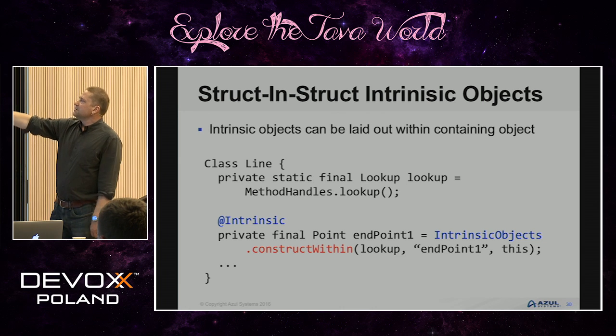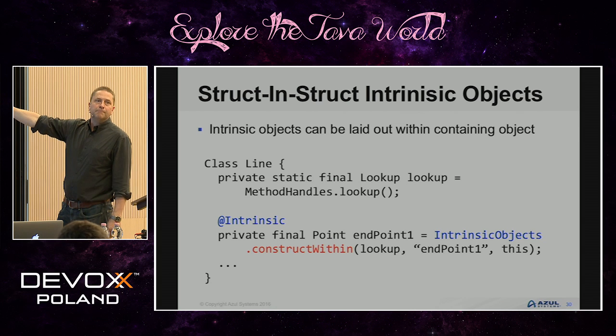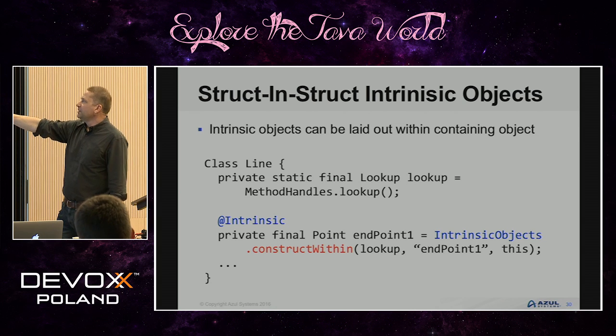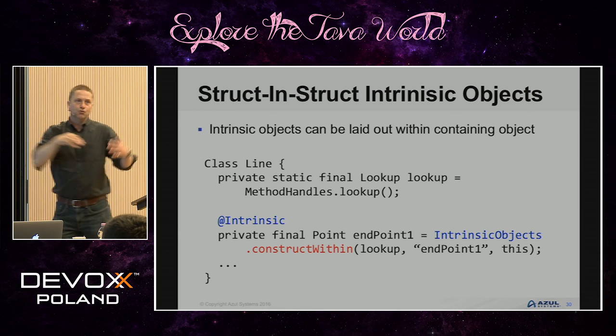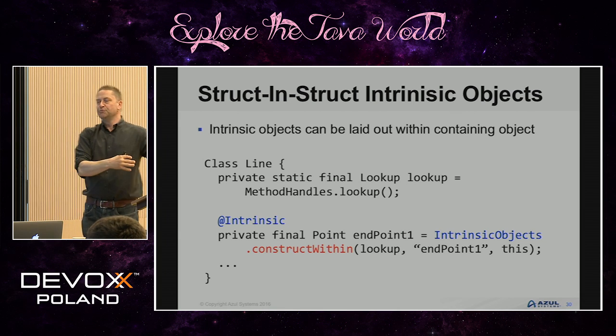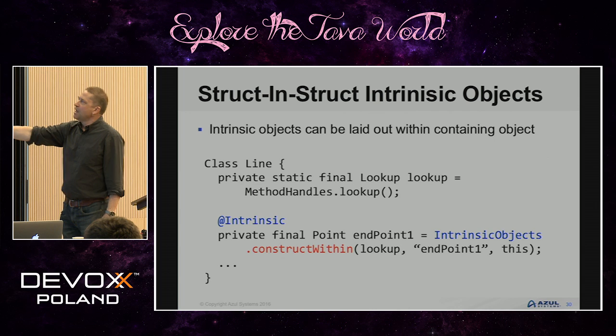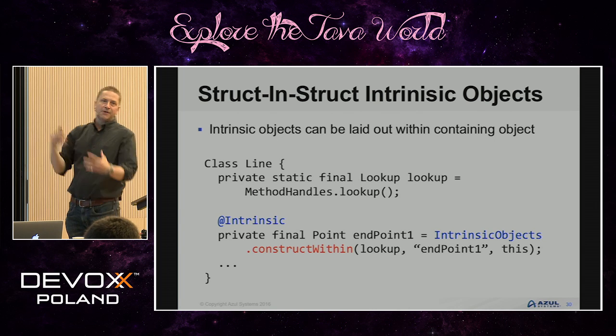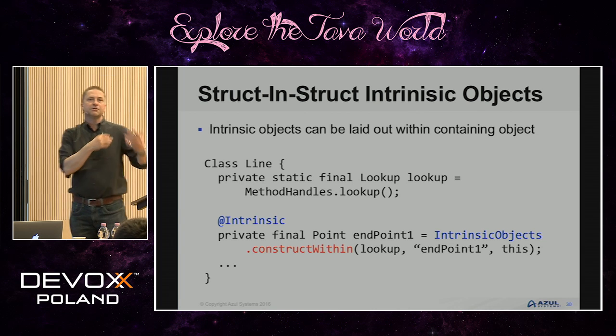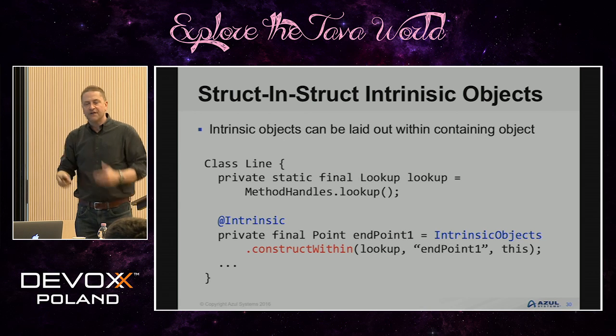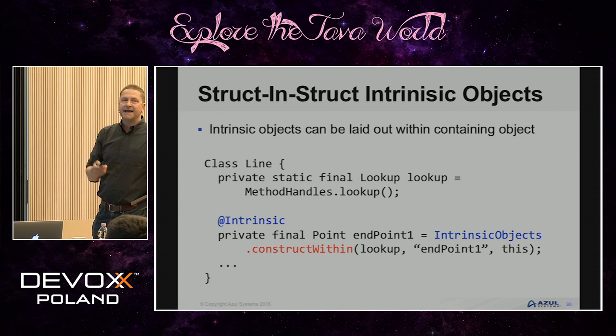So to do that, we have to tell it the name of the object, so endpoint 1. We have to give it a reference to the class that's going to contain it, or the object that's going to contain it, so that's this. And we also have to have a lookup, so that's how we can find the constructor, so we can actually construct the object and do it using our factory method. So we use a method handle to do that.